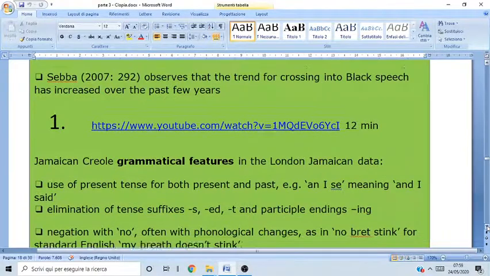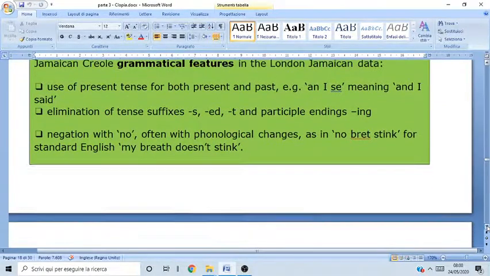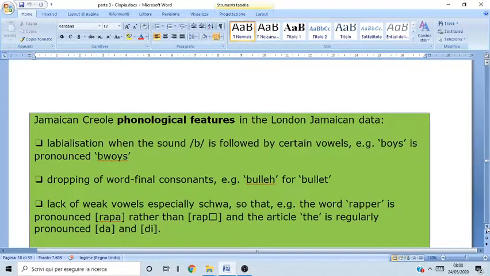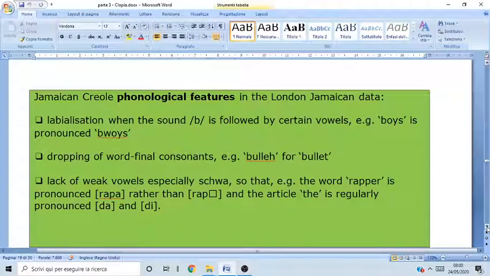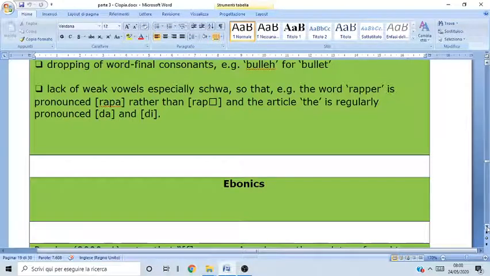And I gave you an example to watch. As for the features, they are the same that we see in other varieties of English. Elimination of tenses, "no" that is used for negation. Maybe some typical phonological features were that the sound B is usually followed by a labialization, so boys for boys. Or that schwa is not used at all.